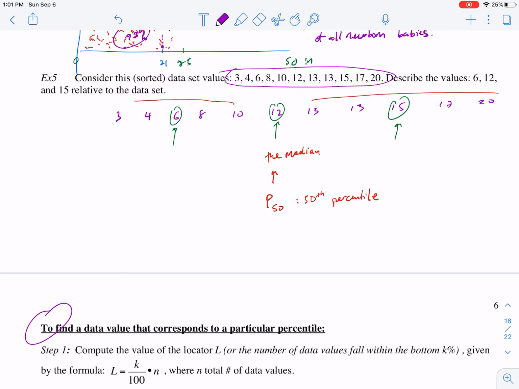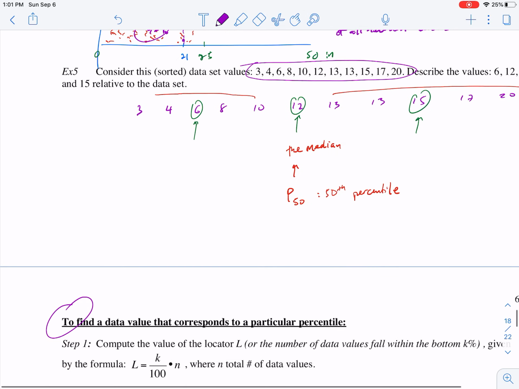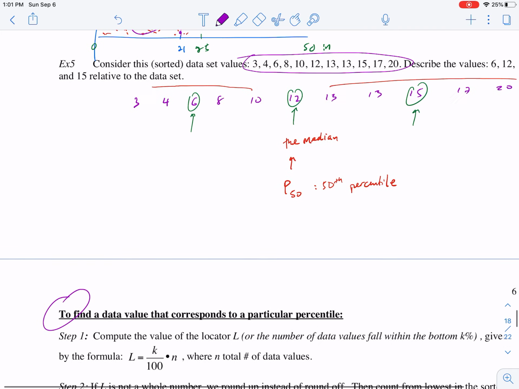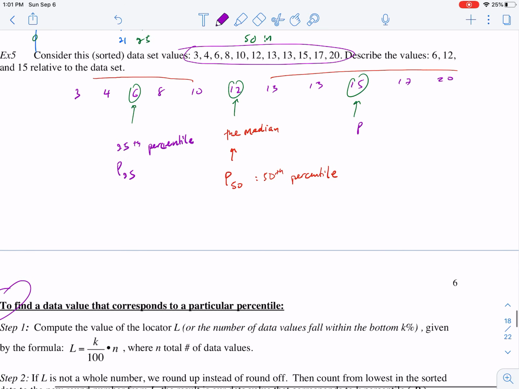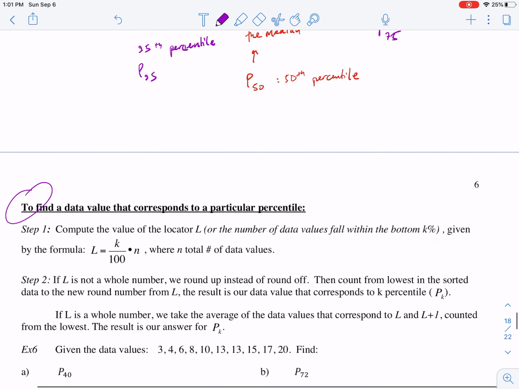And from here, if this is 50, that means in the middle, 6 is in the middle between those. So that is roughly the 25th percentile, or P25, right? And then 15, we can call that P75.